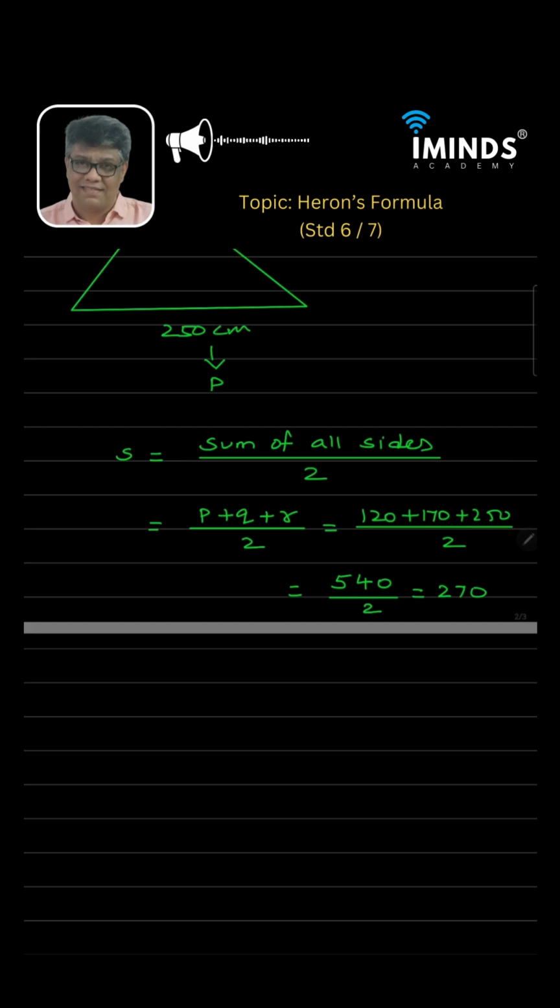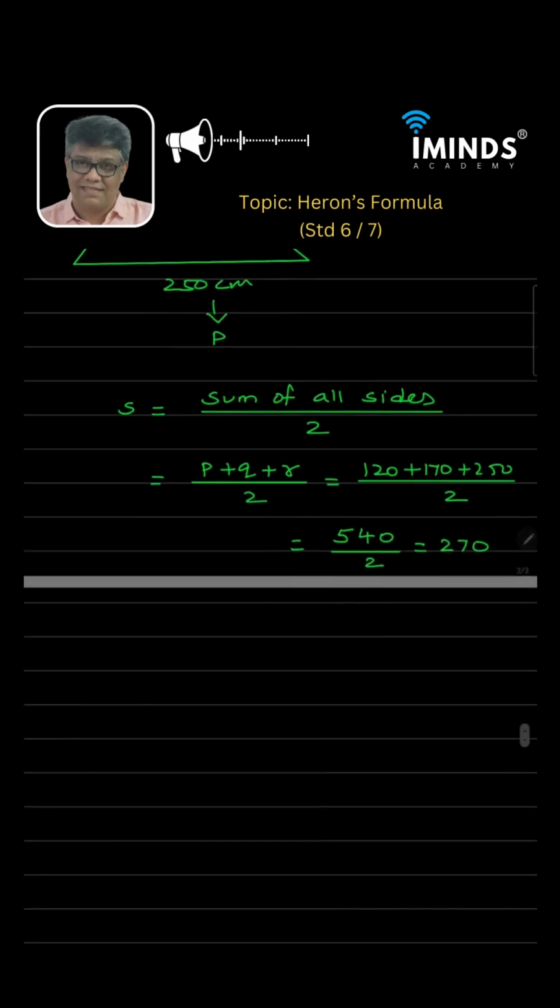Now once I get S value, I will apply the final formula, which is A equals square root of S into S minus A into, sorry, not A, here we have used P, right? So P into S minus Q into S minus R. So this is the final formula. By replacing the values, we will get our area.